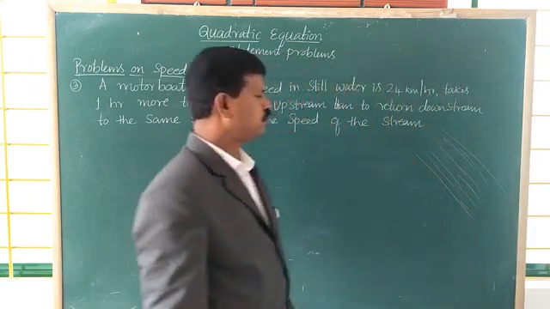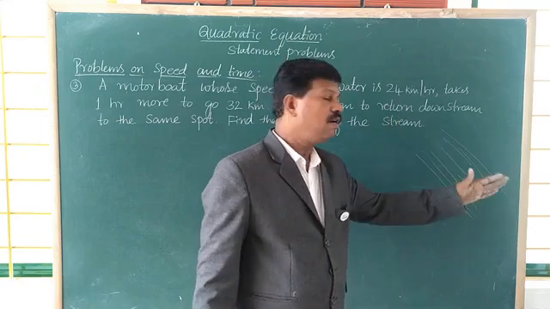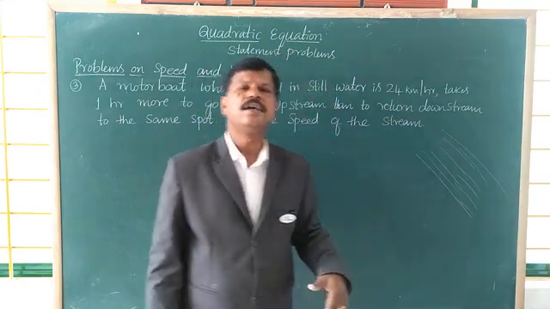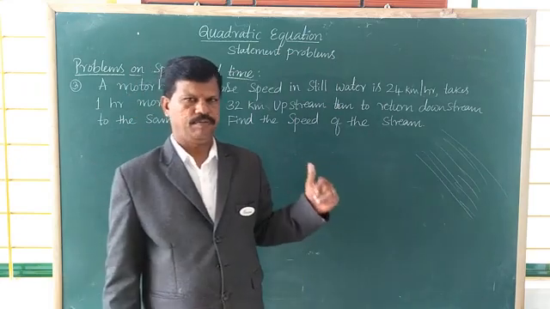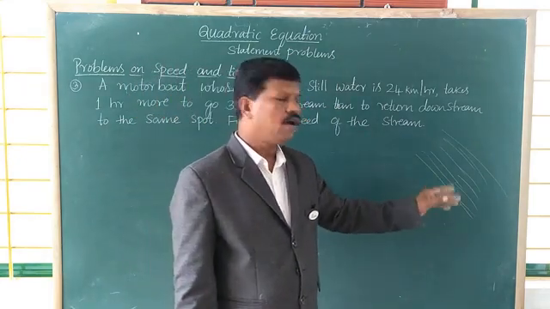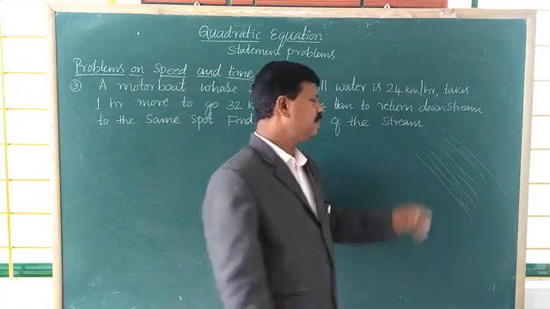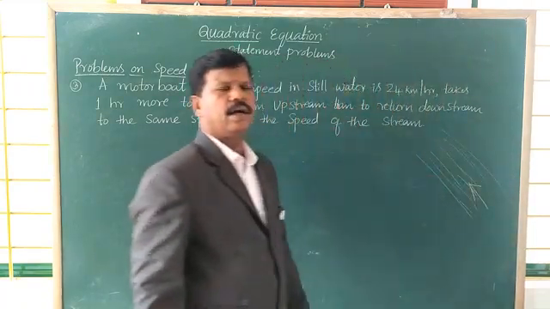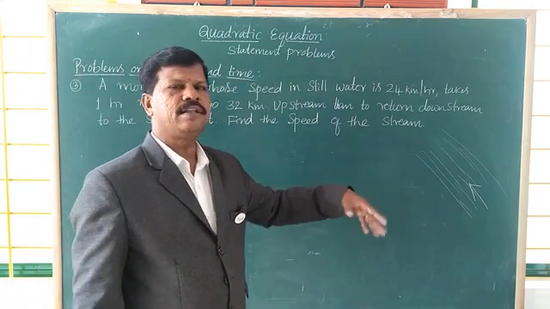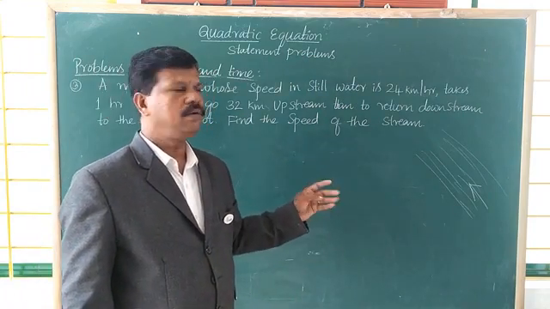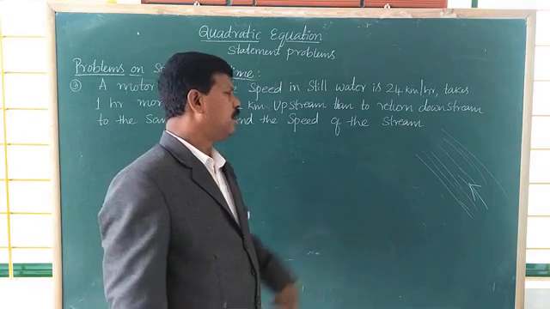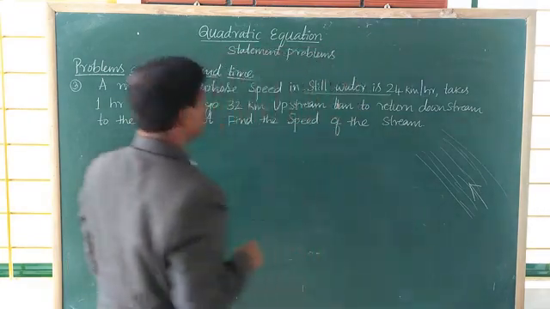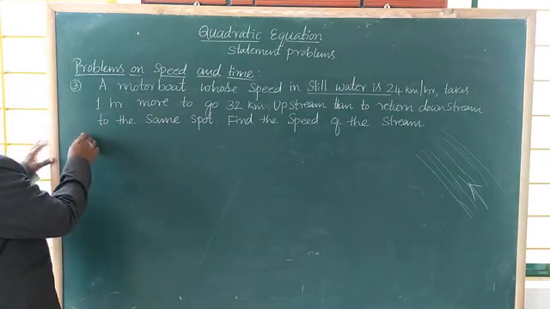So when you are swimming along with the current, then your speed is more. Okay. If you are swimming against the current, are you swimming faster than the first one? No. So like that, here a boat in still water. So speed in still water.